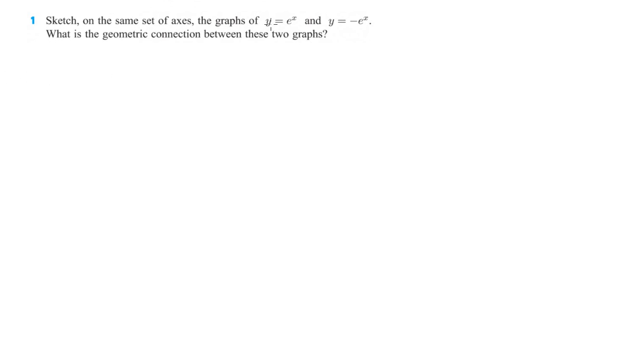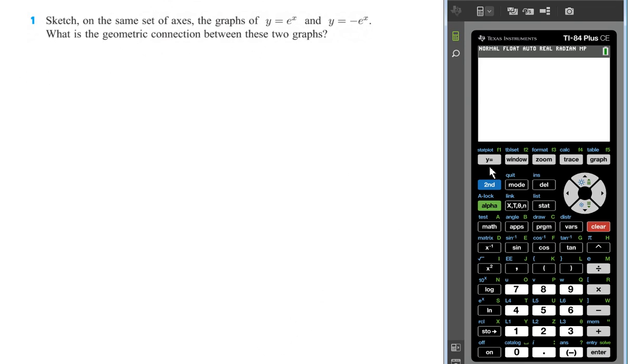Sketch on the same set of axes the graphs of y equals e to the x and y equals negative e to the x. What is the geometric connection between these two graphs? So let's make our life easy. Let's put this in the graphing calculator.